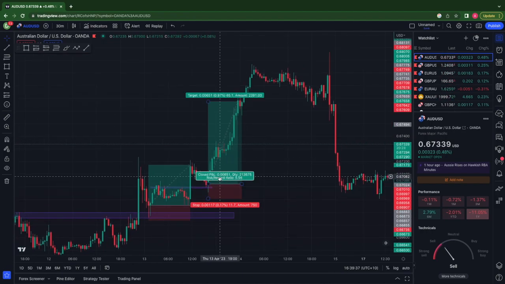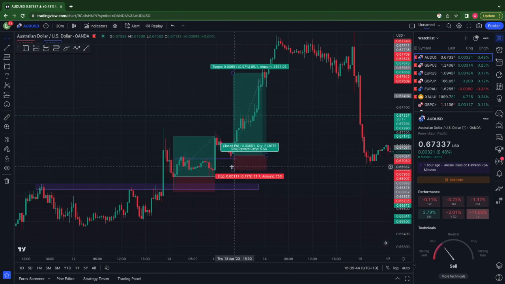So yeah, that was a beautiful trade. There was no drawdown, just straight into profit and almost straight to the profit target. So a few nice trades there.